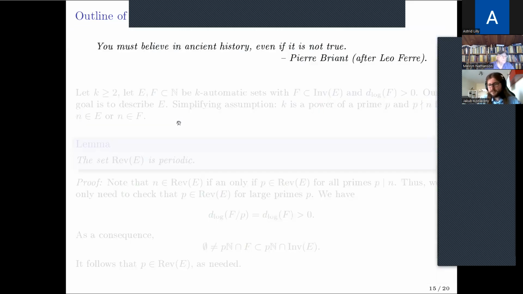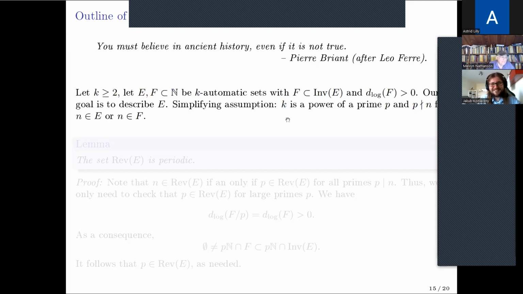Now, let me try to say a couple of words about the proof. There's a quote by historian Pierre Briand that I really like: You must believe in ancient history even if it is not true. And I encourage you to think about this proof in the same spirit.